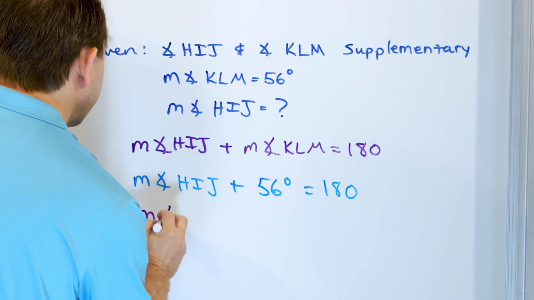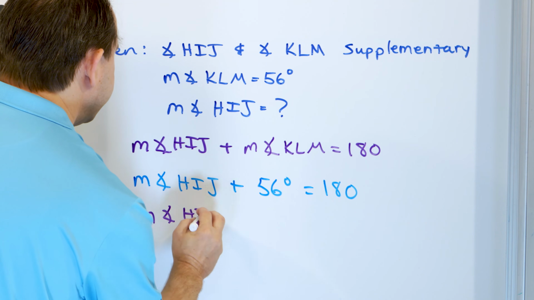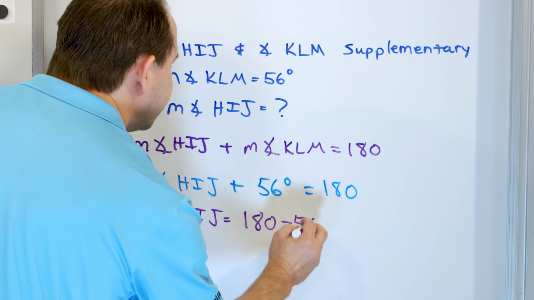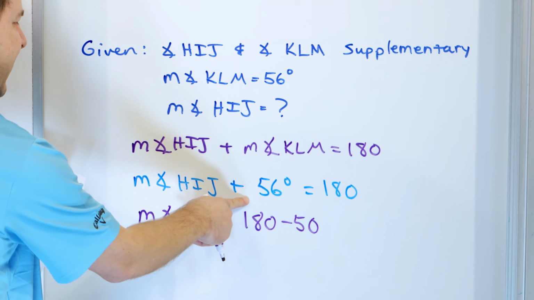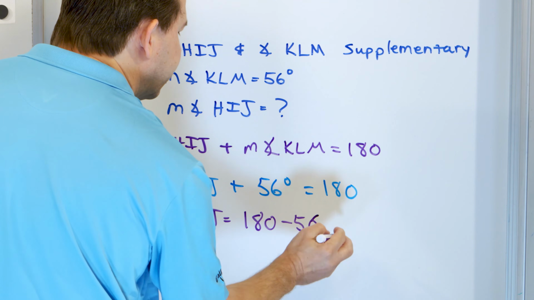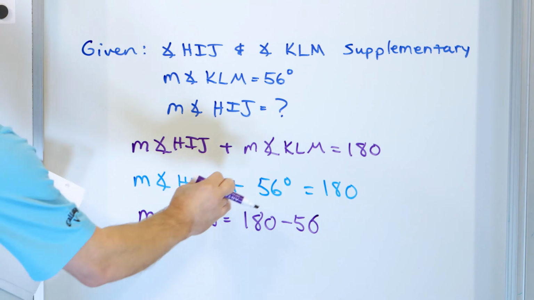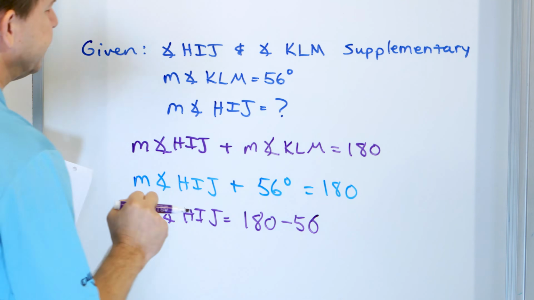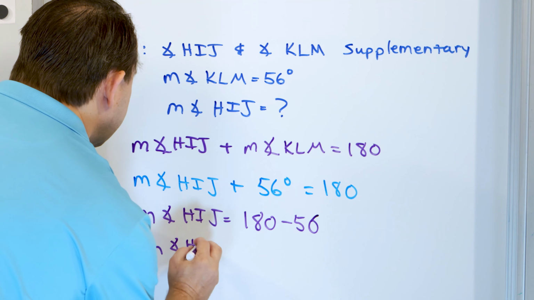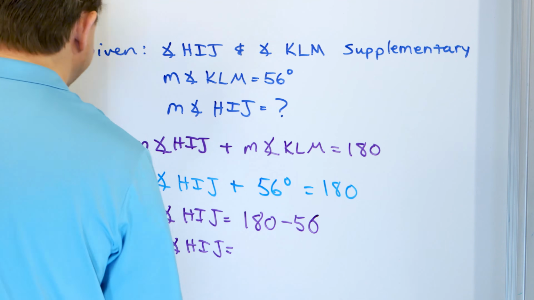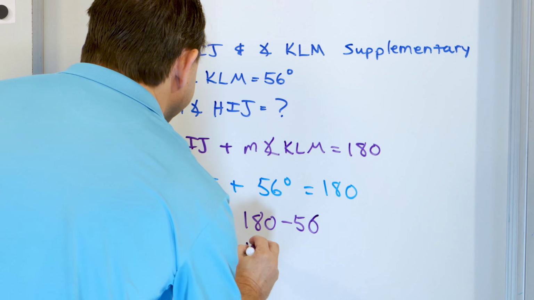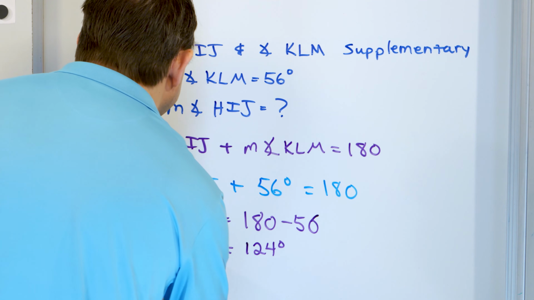So the measure of angle HIJ has got to be equal to 180 minus 56. Because if I subtract 56 from the left, it disappears, so it's gone. And if I subtract 56 from the right, I've kind of moved it from the left to the right. There. So the measure of angle HIJ is 180 minus 56, which is 124 degrees. Right? So this is the final answer.